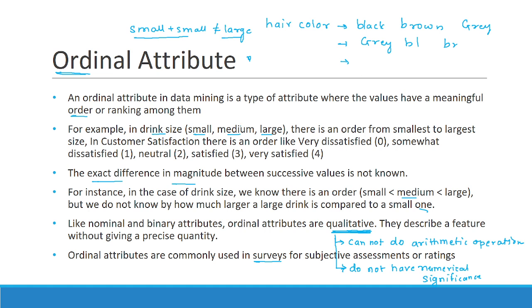Now can you give a few examples of ordinal attributes? I forgot to ask you about ordinal attributes. Can you give a few more examples of ordinal attributes where order exists in the value? I have given here two examples: drink size and customer satisfaction.